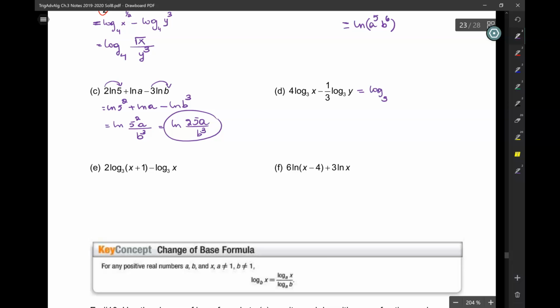Here we go. Log base 3 x to the 4 minus log base 3 y to the 1/3. There's a root happening there. Log base 3. Okay, for x, that's the positive. It goes in the numerator. Then I have a minus, so I need to have a denominator. y to the 1/3 is cube root of y. Okay?